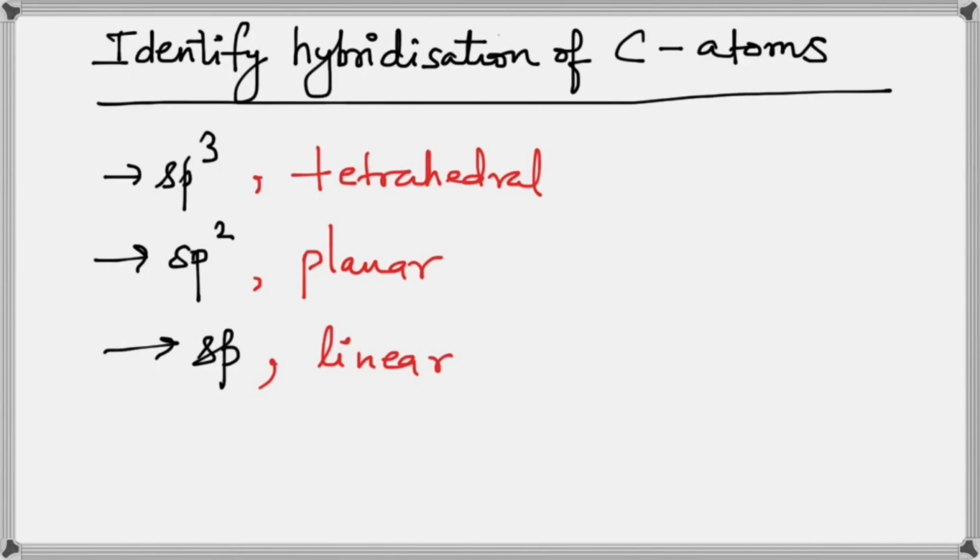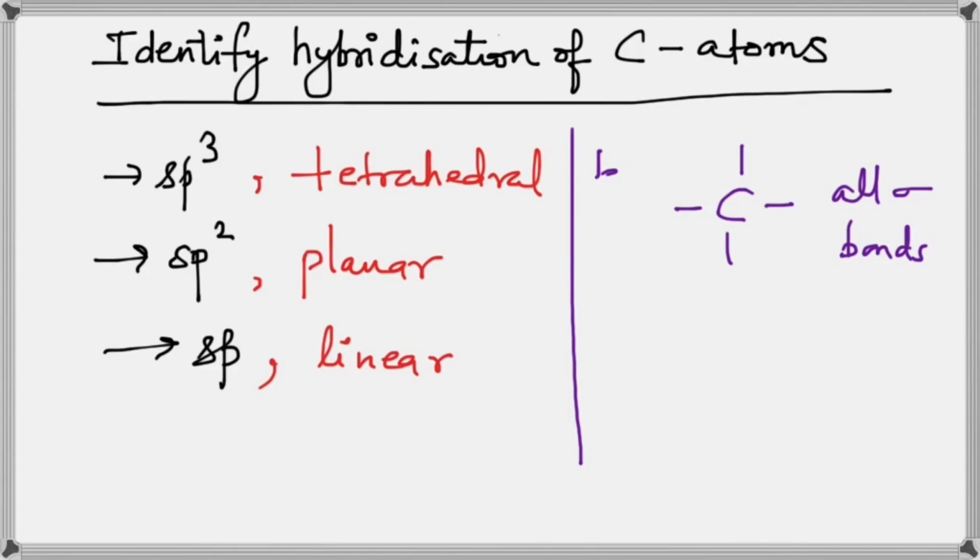So how do we identify which carbon atom has which kind of hybridization? The technique which you can use to identify the hybridization is very simple. All you need to remember is these points. First, if a carbon atom has 4 sigma bonds, all single bonds, then the hybridization is sp3. So for sp3, all the bonds of a carbon atom should be single bonds.